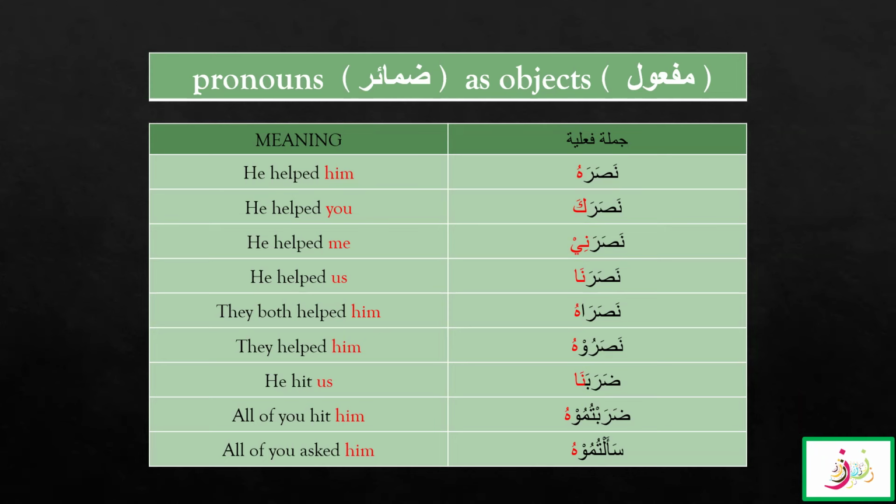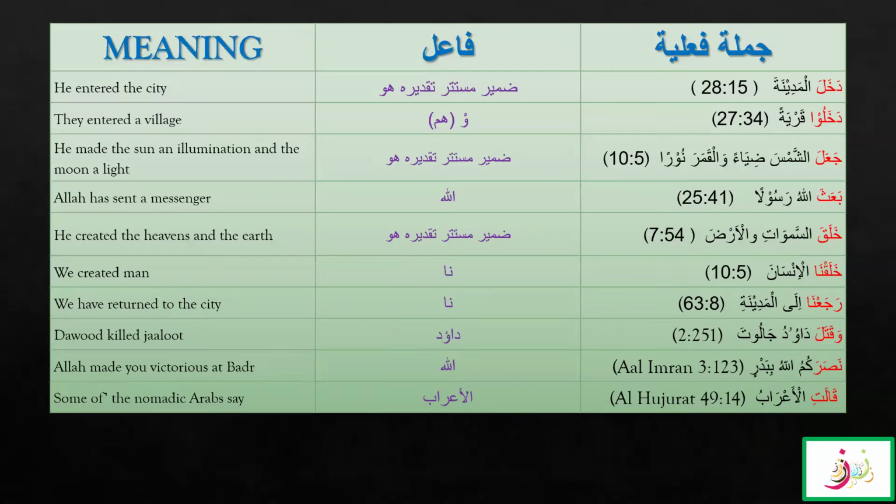Nasarahu, they both helped him. We know that this alif and noon is to show that this is a dual form. Nasaruhu, they helped him. Darabna, he hit us. Darabtumuhu, we know that it's an extra waw added to this sentence just for fluency. All of you hit him. Sa'altumuhu, all of you asked him.